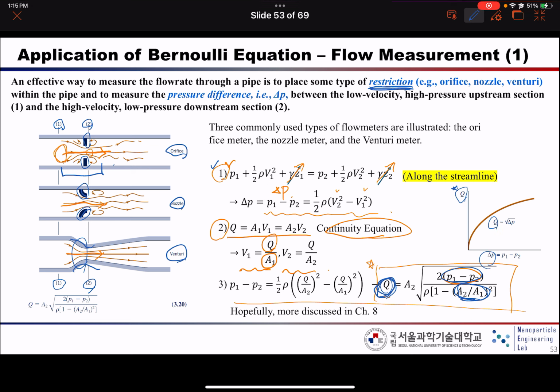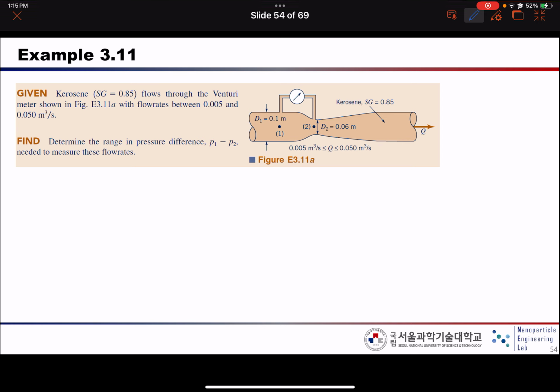So flow rate is, generally speaking, proportional to the differential pressure to the power 0.5, the square root of the differential pressure. Okay, so this is the general concept of flow measurement. Based on our learning, we are going to solve problem 3.11. Please stop the video and think about it yourself, and then let's solve this problem together.